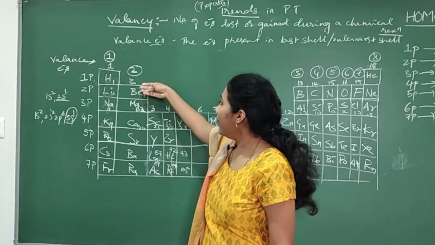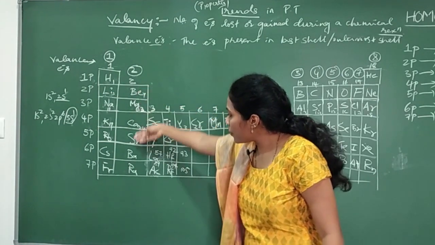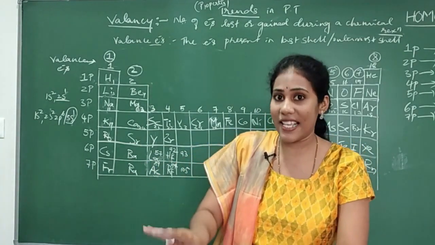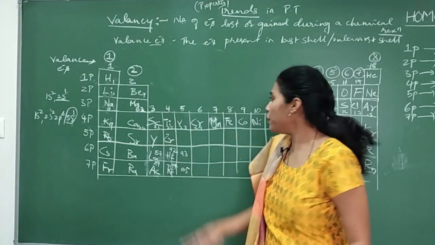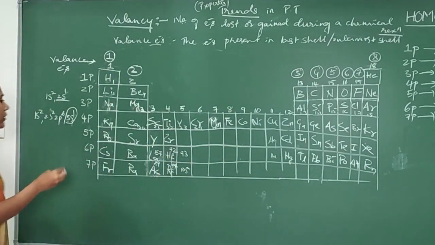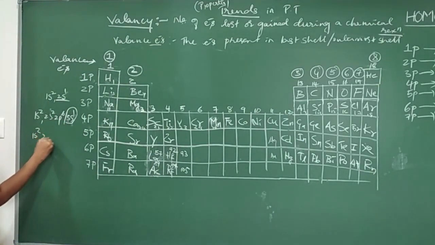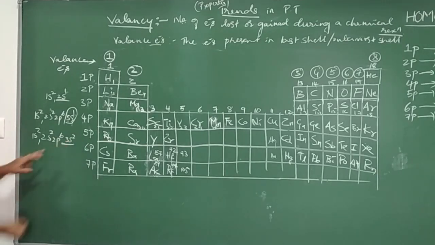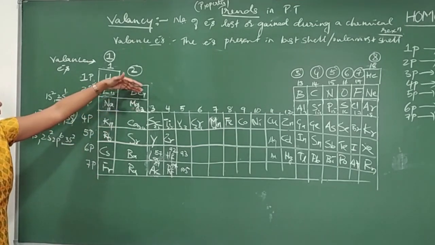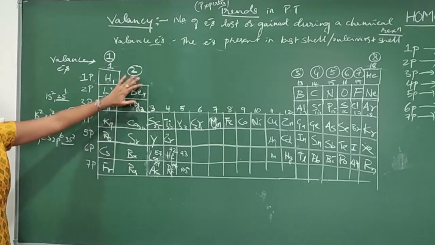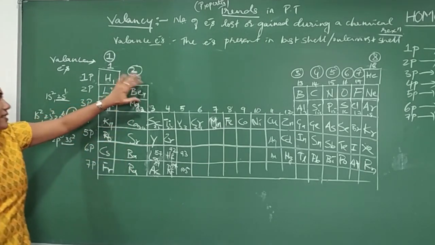Similarly, you can write the electronic configuration of all these elements and check how many electrons are in their last shells. You will get 2. Magnesium, atomic number 12: the electronic configuration is 1s2, 2s2, 2p6, 3s2. The last shell is the third shell. How many electrons are there? 2. Beryllium also will have 2. You can write their electronic configuration and check; all these elements have 2 electrons in their last shell.